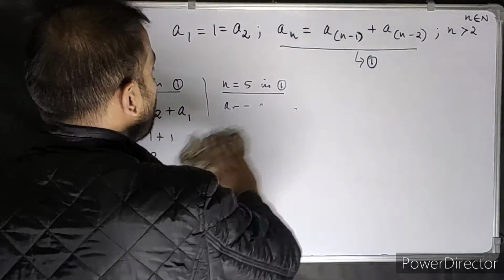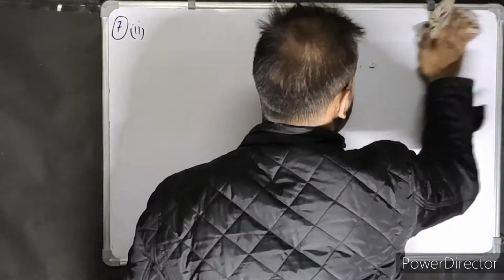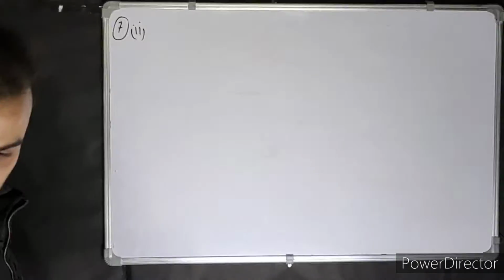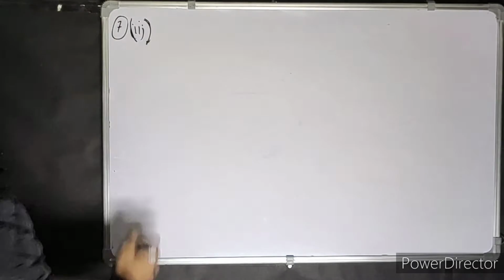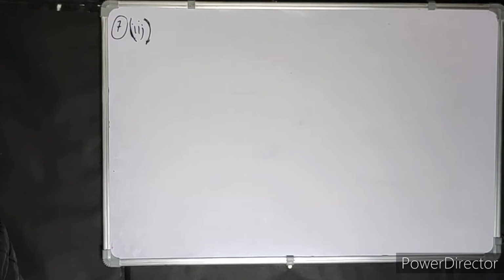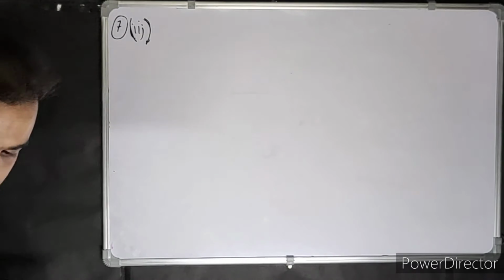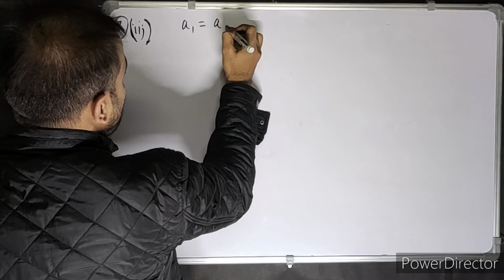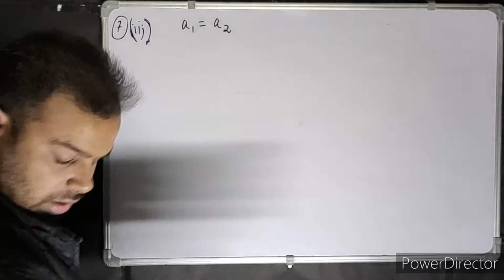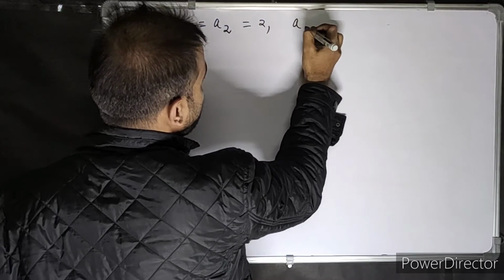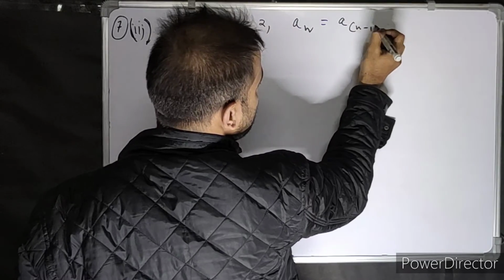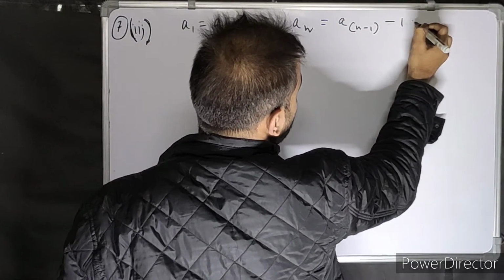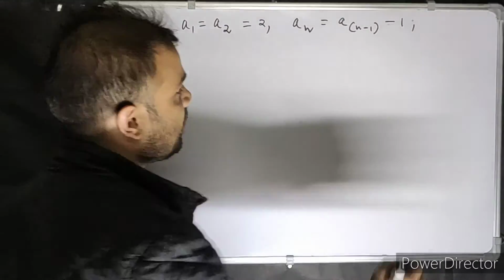So let's go on to question number 7, part 3. There are two things already given. A1 is equal to A2, which is equal to 2, and a_n is given to you as a_(n-1) minus 1, and it says n greater than 2. Very easy question. All of you can do it now.